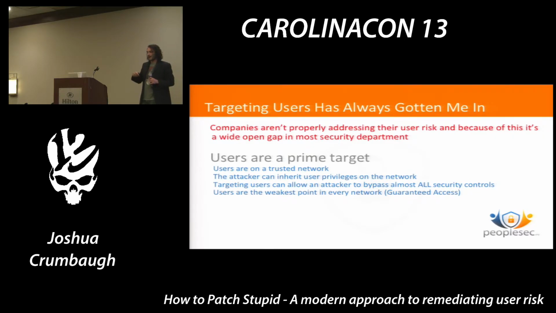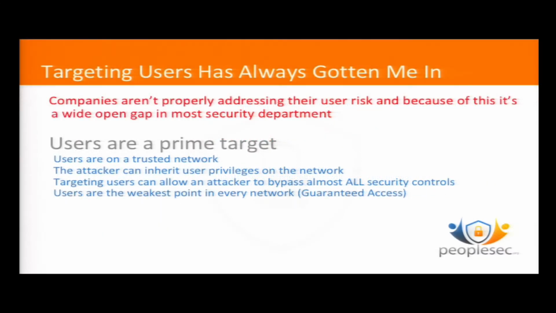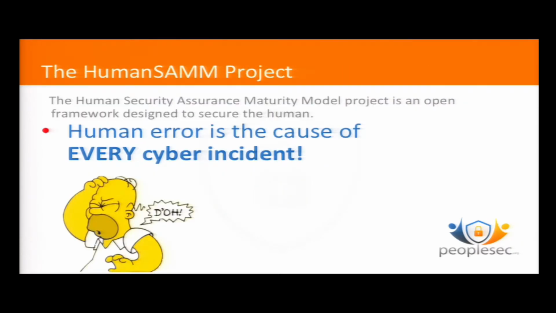So I think this is really key. Until we can fix this, I would argue that everything you do around your perimeter is really not super effective, because I can exploit a user and bypass everything. So the hackers are always going to target your users if you don't properly secure them. So the question is, how do we do that?